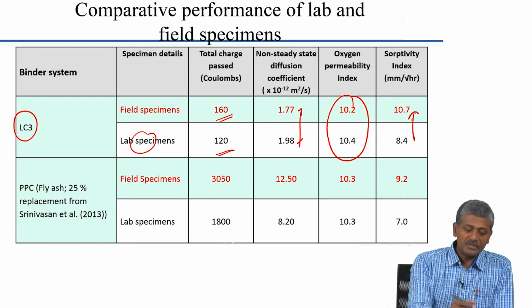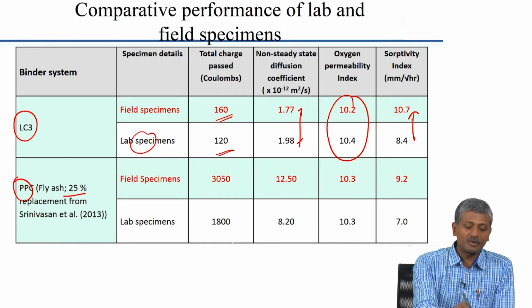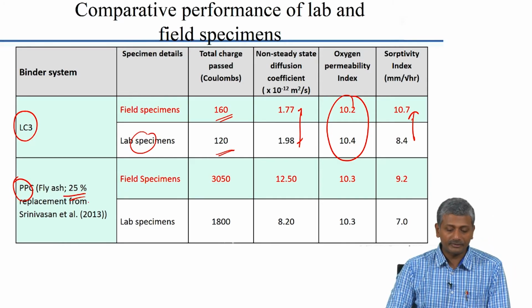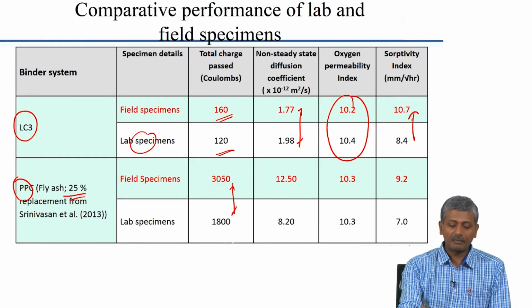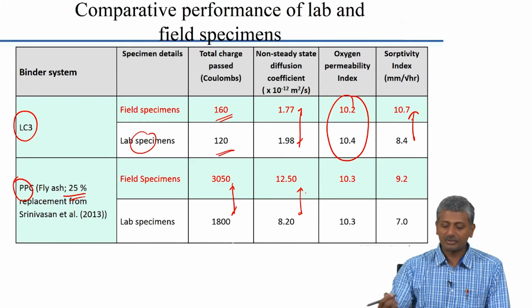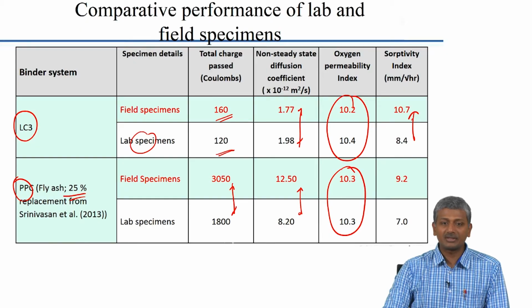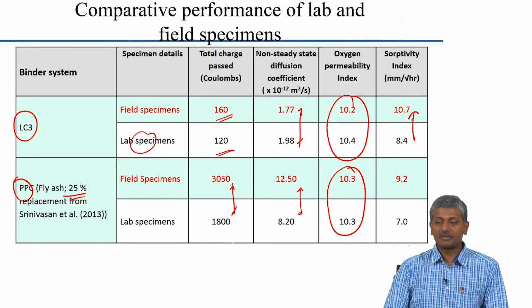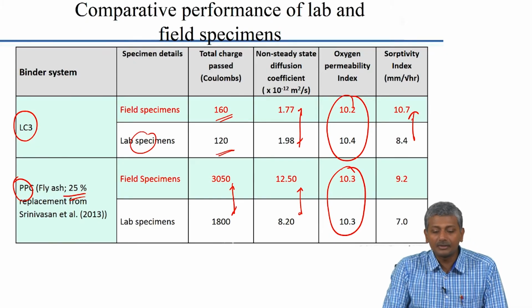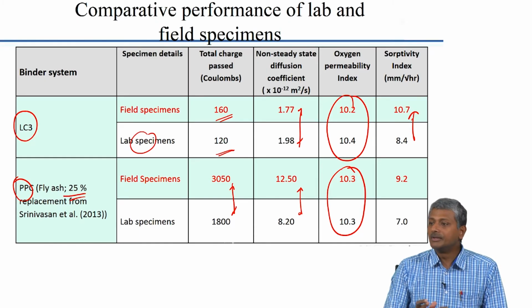But with PPC, here it is a 25% fly ash replaced concrete mix. Look at the difference between the lab and field specimens, a major difference is there, except for oxygen permeability, which is not really capturing that difference very well. But especially with respect to the charge passed and the non-steady state diffusion coefficient, your gap is very large.